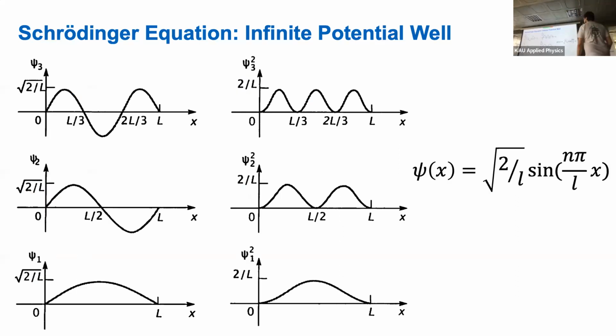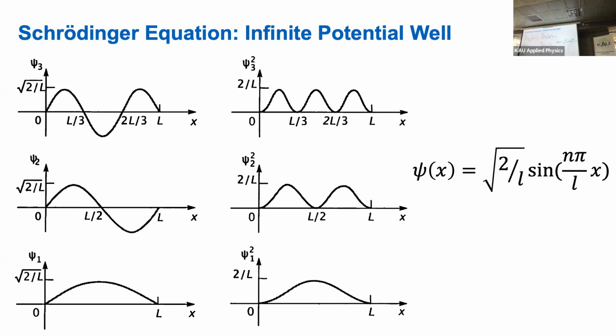And what about the psi function? The psi function for different n, we can see here. So for n equals 1, we see just this simple function from 0 to L. Then when we take n equals 2, we have 1 node. So the number of nodes will be equal to n minus 1.